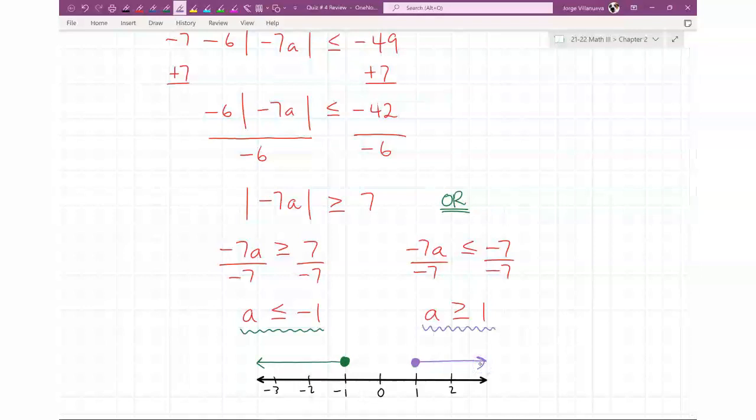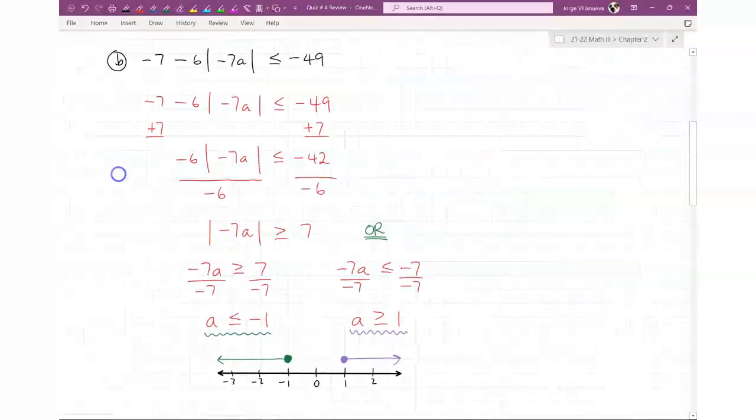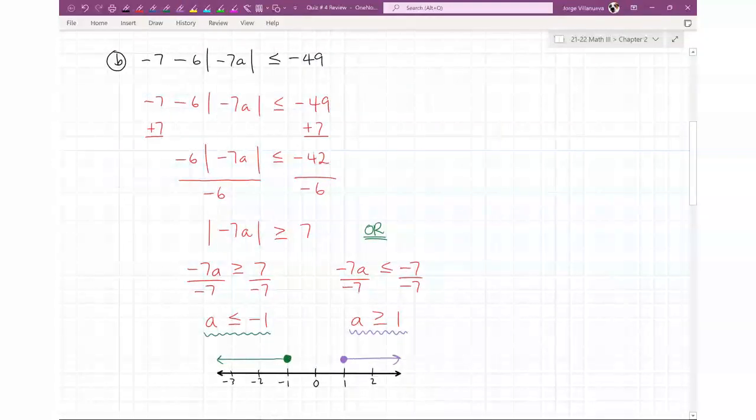Now, these are the hardest questions on the quiz. Me personally, when I looked at the quiz, I'm like, okay, the ones that are going to take them the longest time to do are going to be these. The ones that have absolute value inequalities. The rest of them, I think, are pretty straightforward. They're not too hard to do. But I think these will be the most challenging ones. So you can see how much work goes into doing just that one right there.